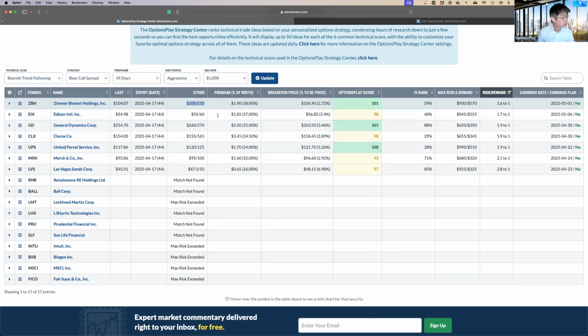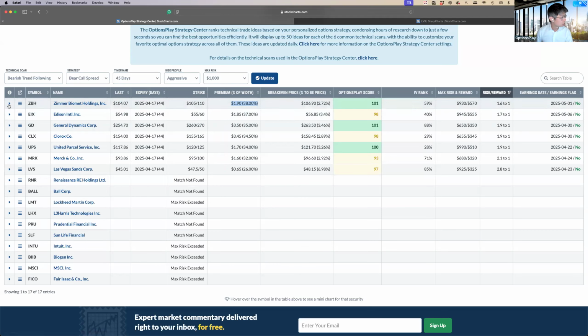If I sold the 105, 110 strike, I'm going to collect $1.90. That means I'm collecting 38% of the vertical width. And as you can see, if I go further down the list, the ones that are near the bottom of the list, I'm collecting less and less percentage of the vertical width, which means I'm collecting less premium and I'm taking on more risk, right?